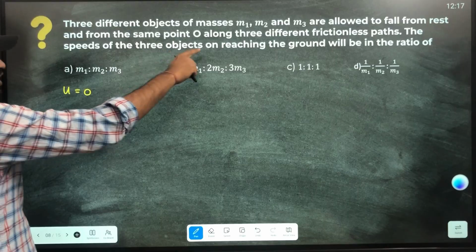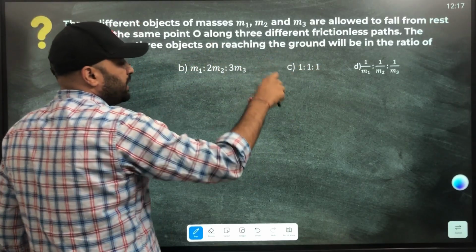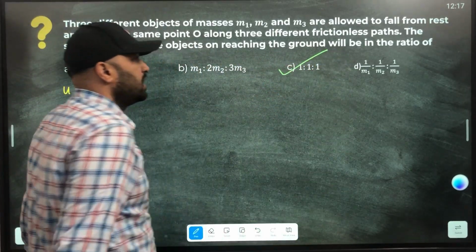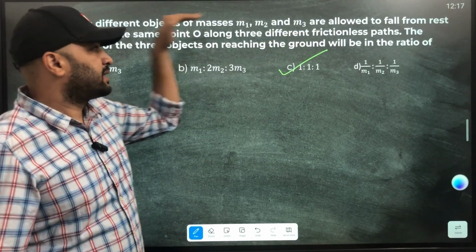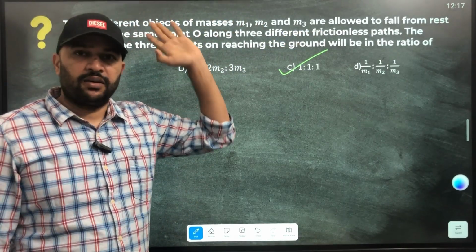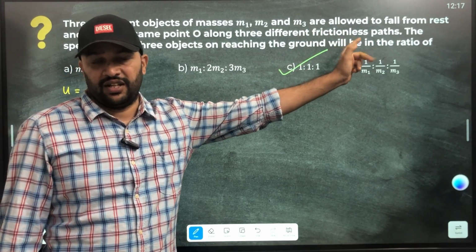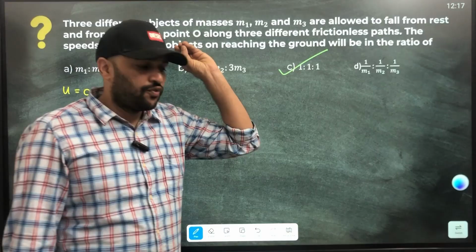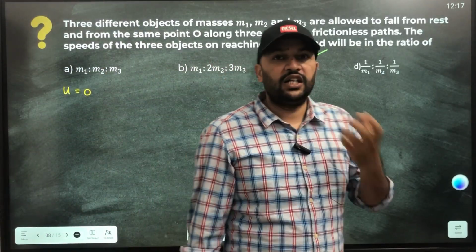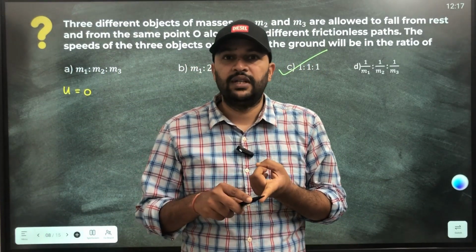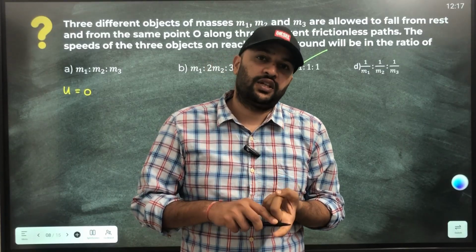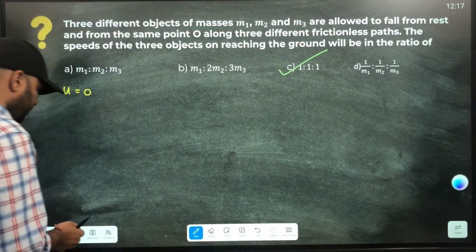So the speeds of the 3 objects on reaching the ground will be in the ratio 1:1:1. Why? Because they are released from the same height, regardless of path. Now the path is frictionless. If there is friction, then things will change. So you have to focus primarily on conditions. What are the conditions? Height should be the same, and it should be frictionless, right? Let's move to our next problem.